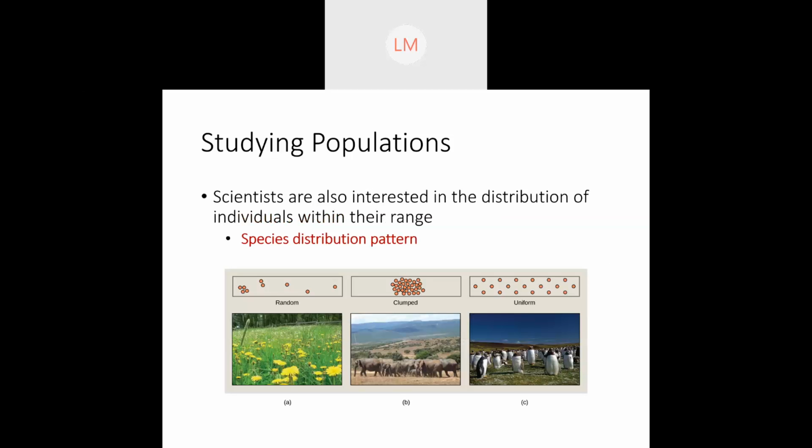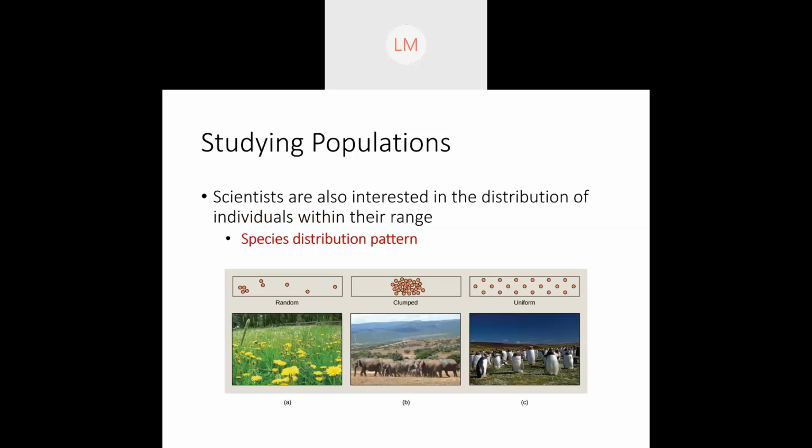So the first one is just random, right? There's no real rhyme or reason to why these species are distributed the way that they are. This is primarily going to be like plants that have wind dispersed seeds, right? A dandelion. There's no real rhyme or reason to where they land. They just kind of happened to land there. It's completely random.